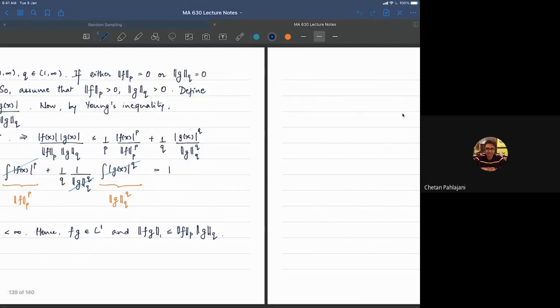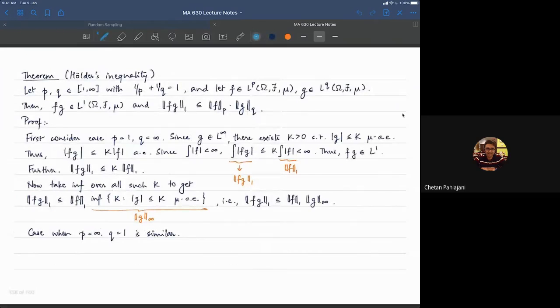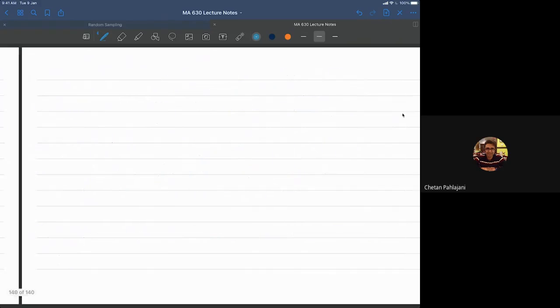Let me actually just go back and sneak in a statement here, so we don't have to keep repeating it every time. We are working on a fixed sigma-finite measure space (Omega, F, mu). As is the case for Holder's inequality, it's also the case for Minkowski's inequality. So let's see what Minkowski's inequality says.